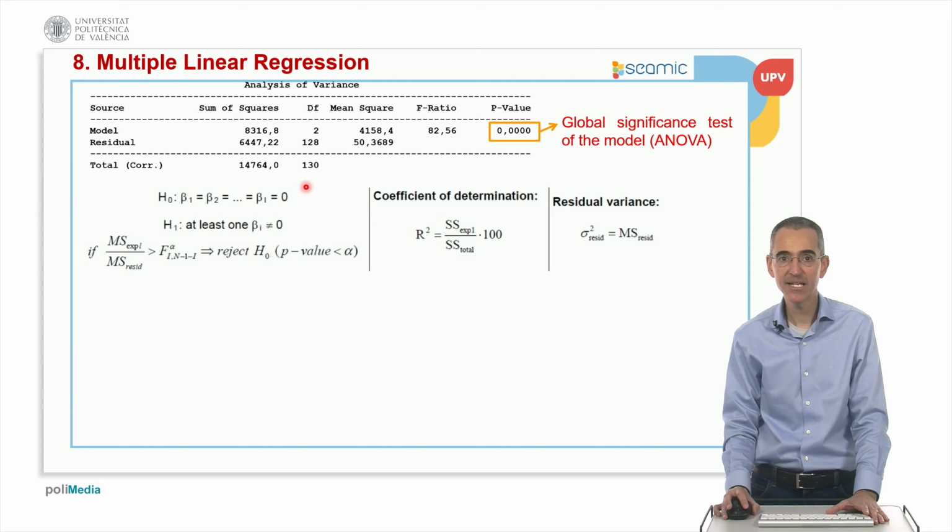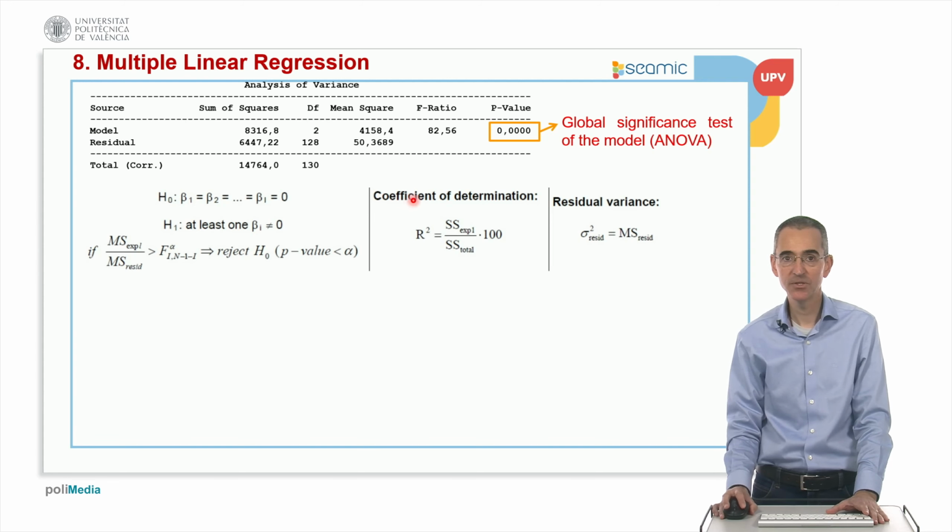Also, based on this information, we can compute the coefficient of determination. Remember that in a previous video I explained how it was computed as 1 minus the variance of the residuals divided by the variance of y. Based on the information provided by this table, the coefficient of determination can be computed as the sum of squares explained by the model, which is this value, divided by the total sum of squares, which is this value. If this value is high, it means that the goodness of fit of the model is high. The maximum value is 100%.